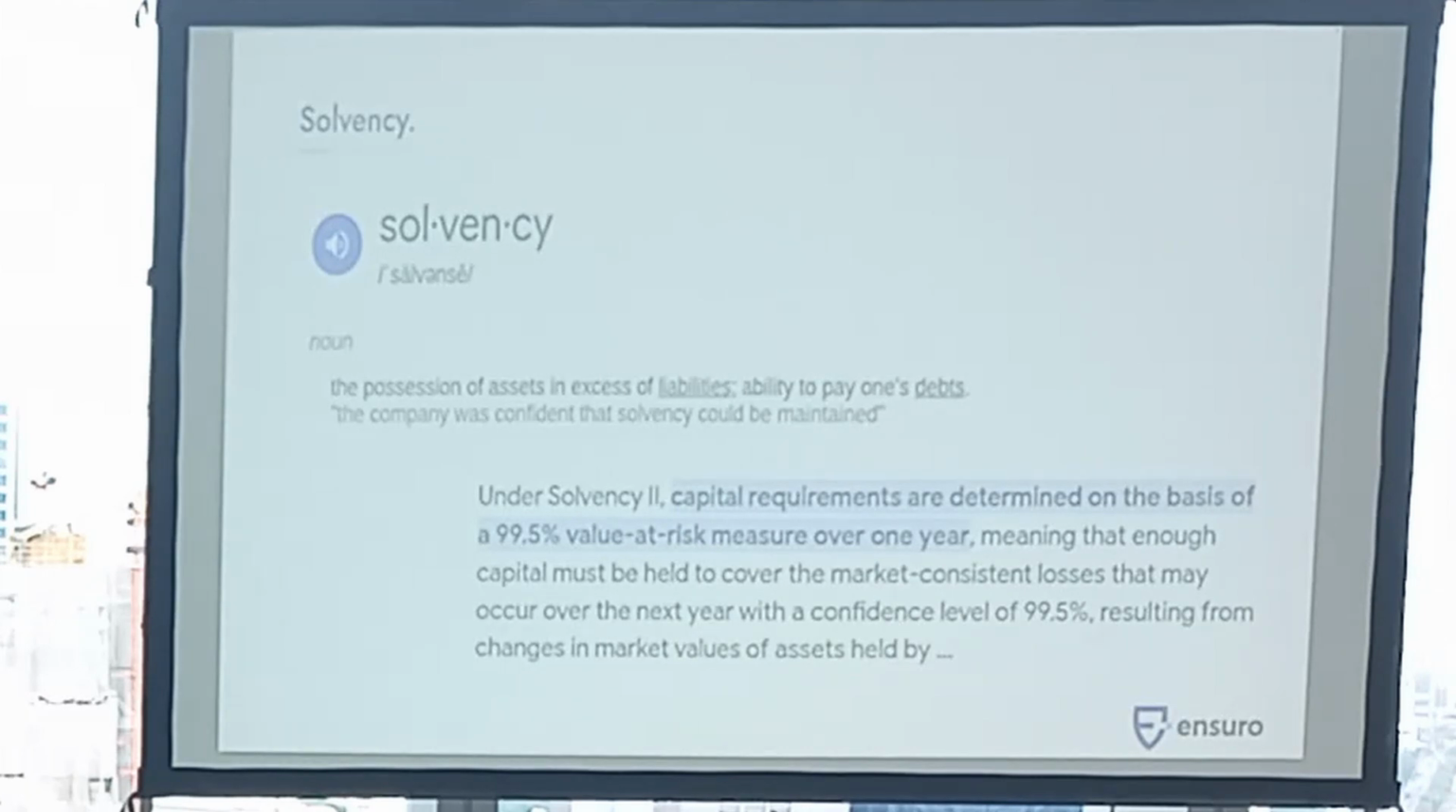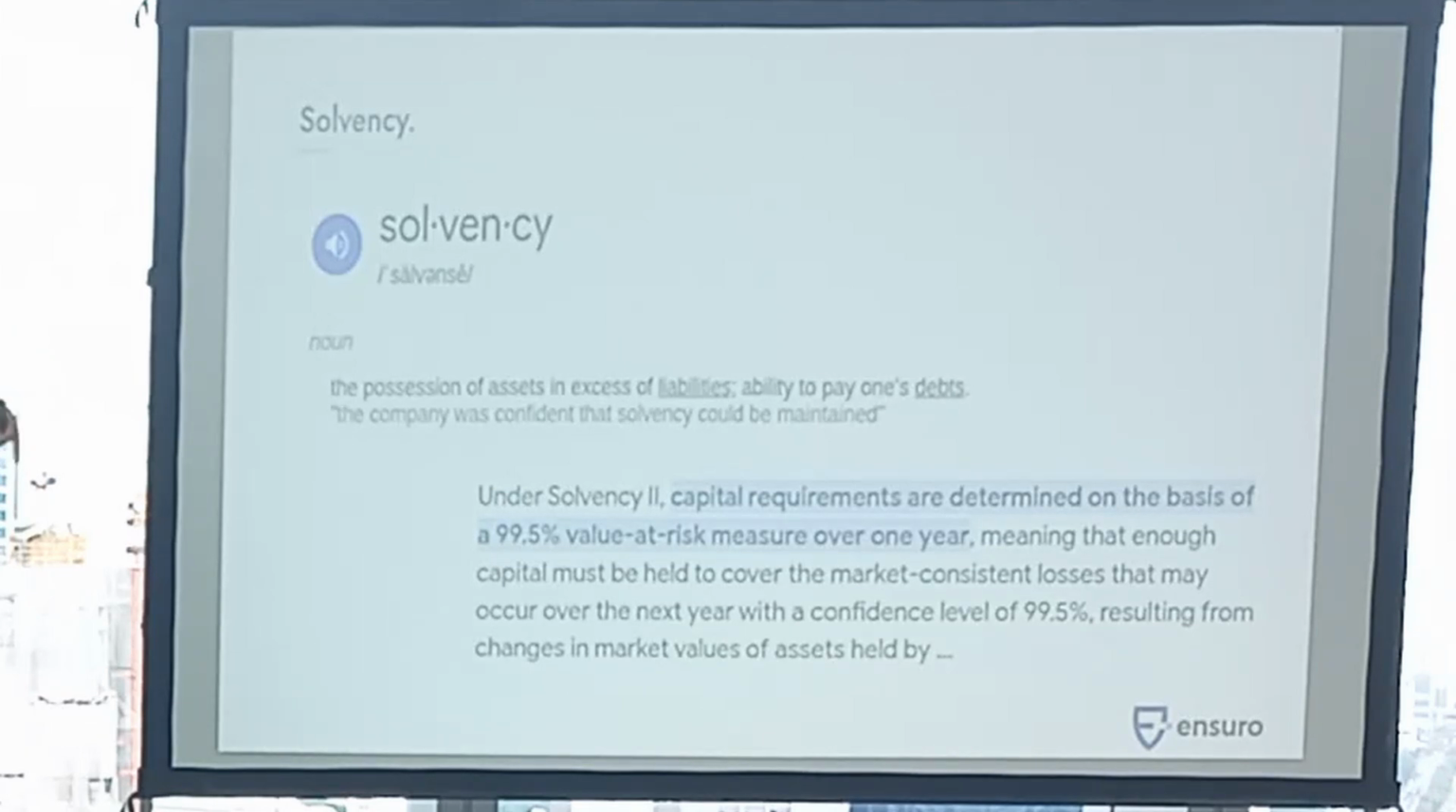And just a bit more of an introduction on solvency: to go with the dictionary definition, it's a possession of assets in excess of liabilities. But if we go to Solvency II, which is the standard of solvency that applies for insurance companies in Europe, but it's more or less a global standard, you will see a slightly different definition.